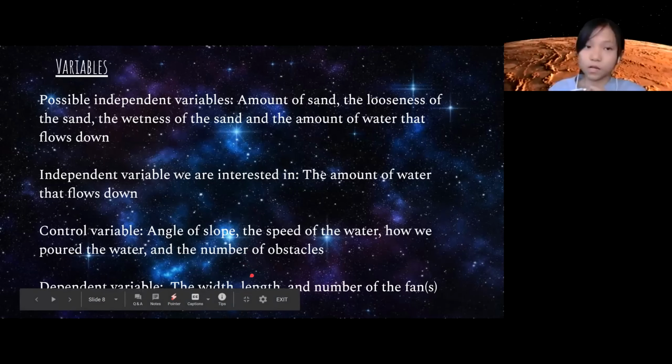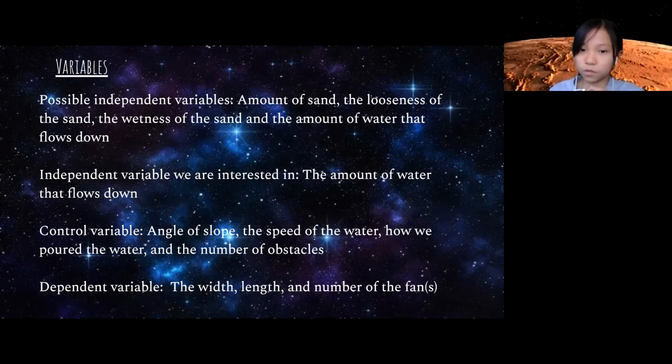Variables. Possible independent variables: amount of sand, the looseness of the sand, the wetness of the sand, and the amount of water that flows down. Independent variable we are interested in: the amount of water that flows down. Control variables: angle of slope, the speed of the water, how we pour the water, and the number of obstacles. Dependent variable: the width, length, and number of the fans.